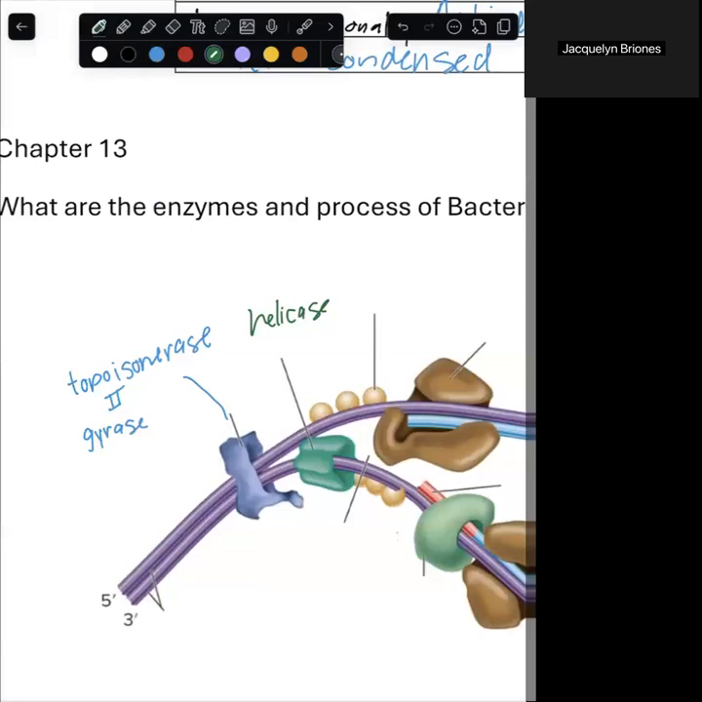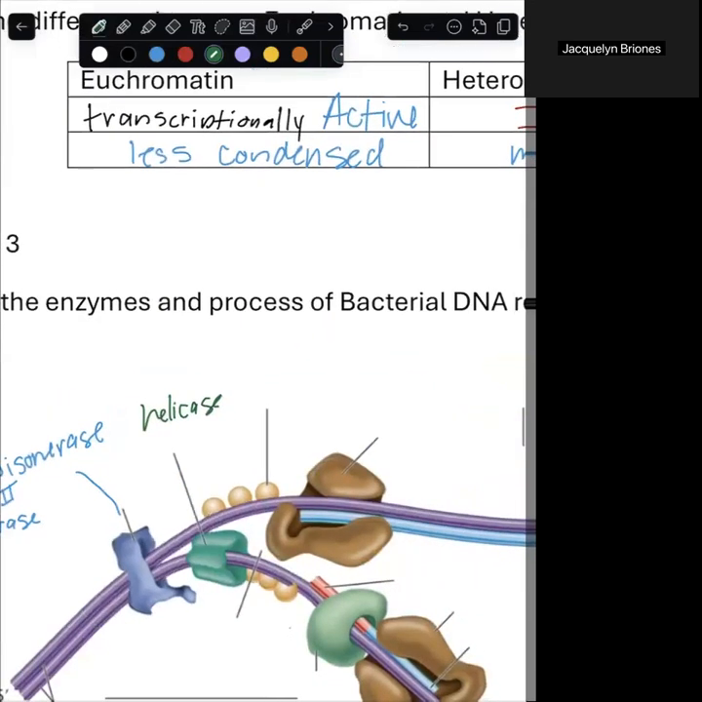Okay, and then after helicase, our friends, SSBPs. These are our single-stranded binding proteins. These prevent our newly separated strands from coming back together because they're chemically attracted to each other and they want to get right back to each other. So our single-stranded binding proteins, like the name suggests, bind to a single nucleotide and keep it from binding to the other side. So we can keep it open.